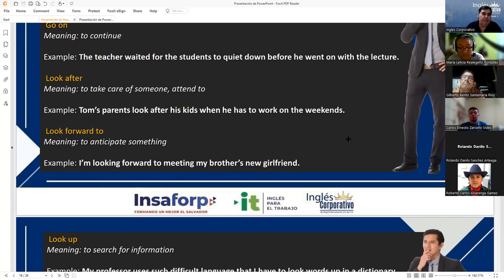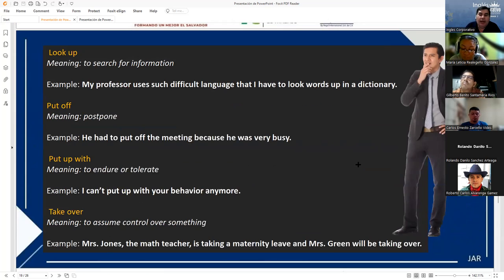Look forward to, meaning to anticipate something. I'm looking forward to meeting my brother's new girlfriend. This is to anticipate something eagerly. You want this to happen. I'm looking forward to my vacation.